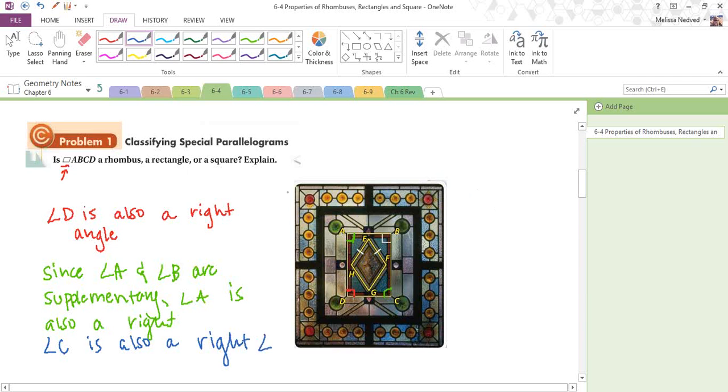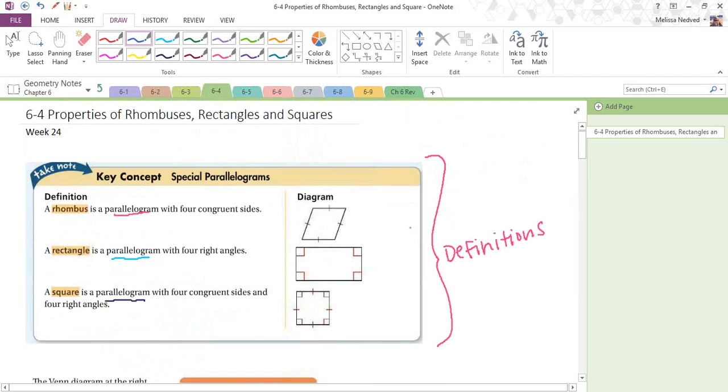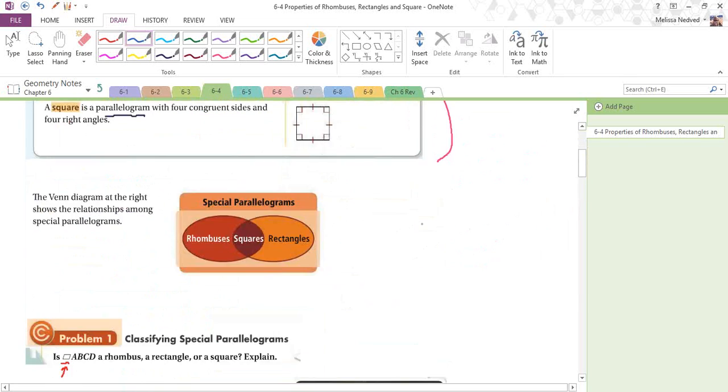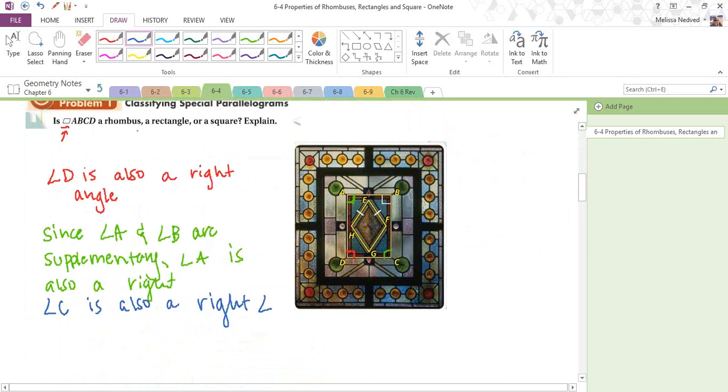Now, looking at our picture, we've taken this parallelogram ABCD and identified that it has 4 right angles. If we go back to our definitions of these special parallelograms, a parallelogram with 4 right angles is defined to be a rectangle. So in this case, I would identify ABCD as a rectangle.